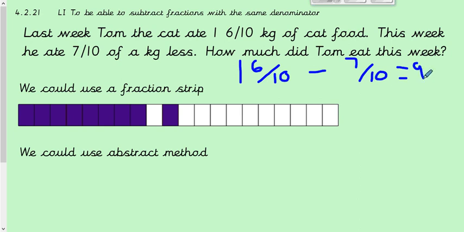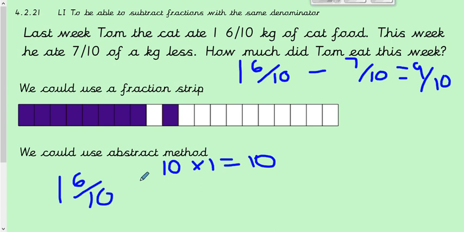You could have also worked this out using the abstract method. As I taught you in yesterday's lesson, you could convert this to an improper fraction first to help. By doing that, you times the denominator by the whole number and then add it on to your numerator, which would be 16. So 16 tenths, take away 7 tenths equals 9 tenths. So hopefully that shows the two different ways you can do it.